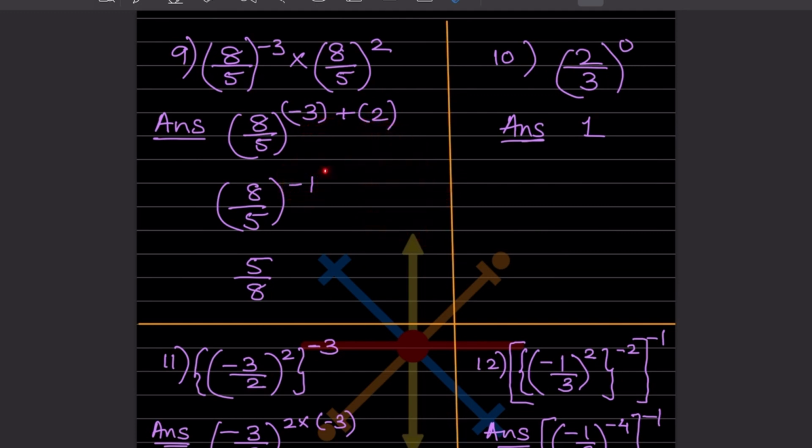But now again you can see the exponent is negative, so we have to flip over. 3 will go here and 1, anything raised to 1 will be the same number. Now you know the rule, a raised to 0 is 1, so here 2 by 3 raised to 0 is going to be 1.